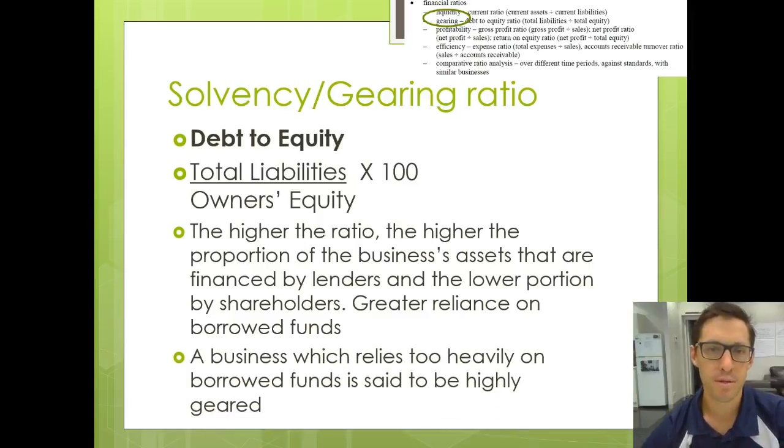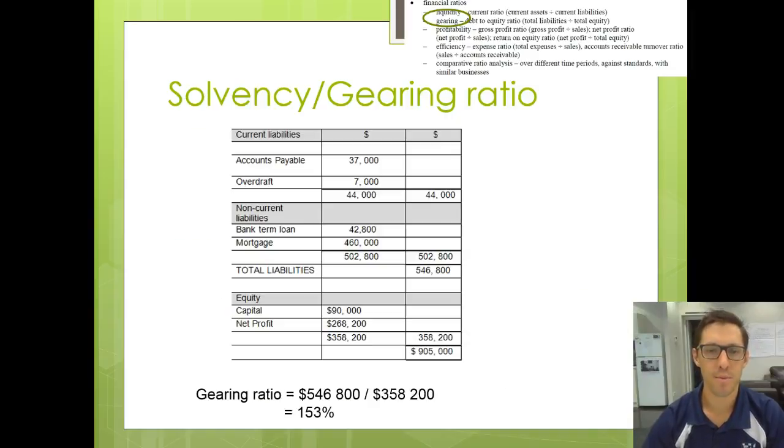And it's thought that a business which relies too heavily on borrowed funds is highly geared, but it's also at high risk, because it's going to need to meet those long-term repayments on that debt, and it may well struggle in the long term. So here's an example. This is from our I Wish Toys financial statements, and you can see here that they have a gearing ratio of 153%. So how's that determined?